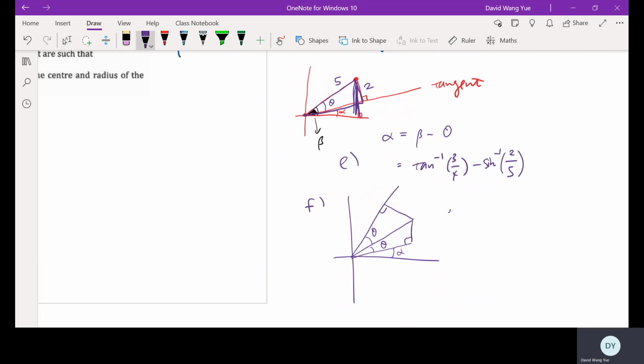So it's tan inverse 3/4 plus sine inverse 2/5. Okay, so let me explain again now. Tan inverse 3/4 is already theta plus alpha, and then plus another sine inverse 2/5, which is another theta. Okay, so this gives us the maximum argument. So this is how we do question 26.